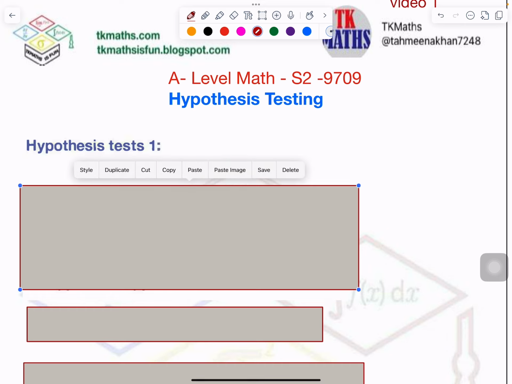So when we are talking about hypothesis testing in the syllabus of 9709 S2 paper, we are talking about discrete variables, which is like hypothesis testing for binomial proportion or for the Poisson mean. When it is binomial proportion, we use P. When it is Poisson mean, we will use the symbol or notation lambda. We will talk about type 1 and type 2 error.